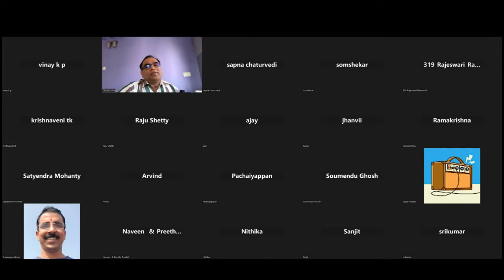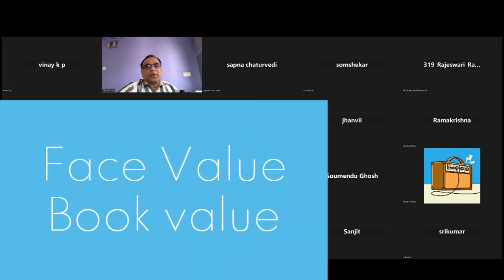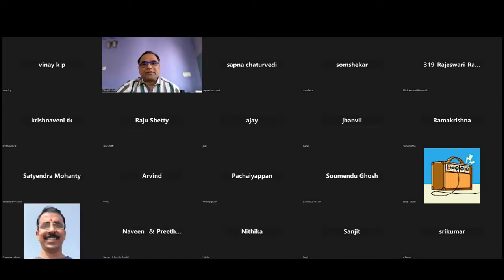Now, what is the value of each share? We started with one share having a face value of 1 rupee. Now the company has become 1.7 crores instead of 1 crore. So the value of the share has gone from 1 to 1.7. That is called the book value. The face value stays as 1 rupee. Face value never changes, but the book value has become 1.7.